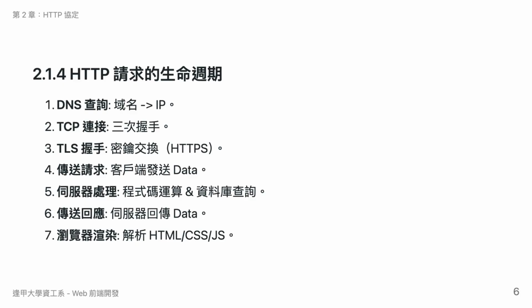Understanding the lifecycle of an HTTP request is crucial. It begins with a DNS query to translate a domain name into an IP address. Then, a TCP connection is established via a three-way handshake. For HTTPS, a TLS handshake follows for key exchange. Next, the client sends the actual request data. The server then processes this request, perhaps running code or querying a database. Finally, the server sends back the response data, and the browser renders the results using its HTML, CSS, and JavaScript engines.